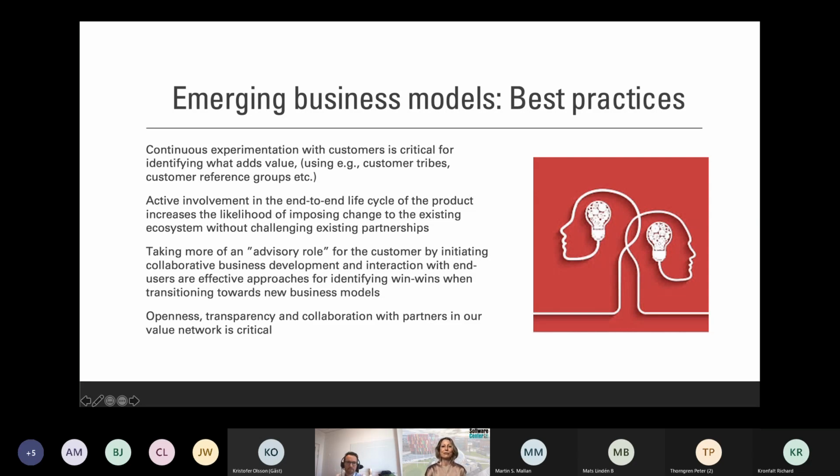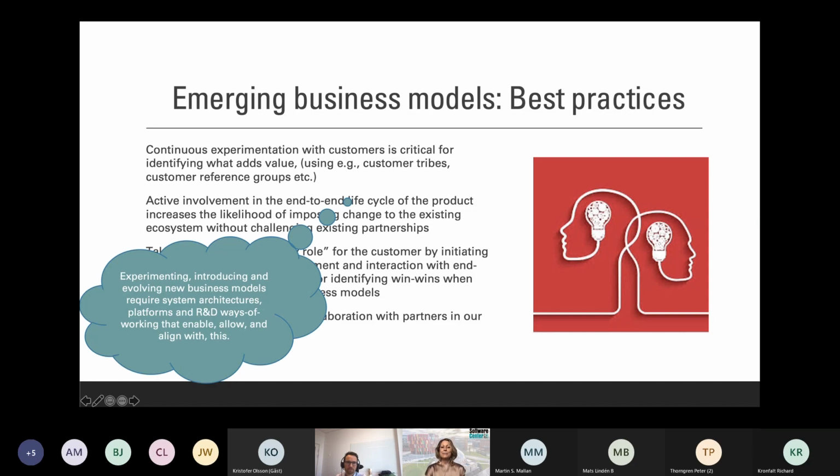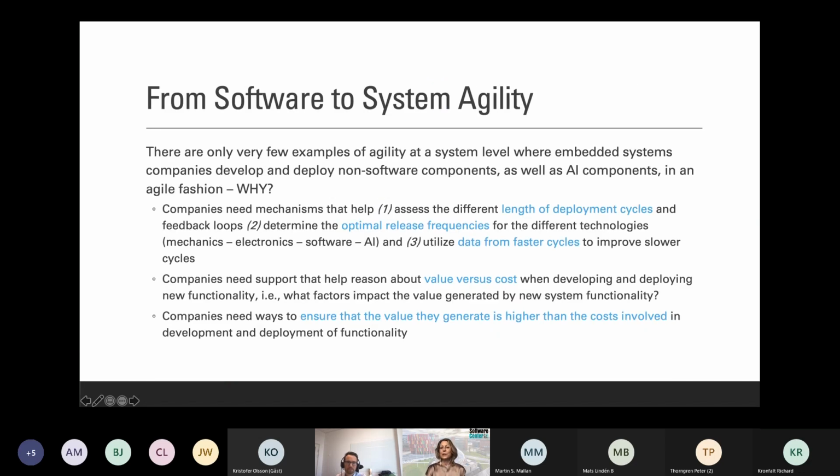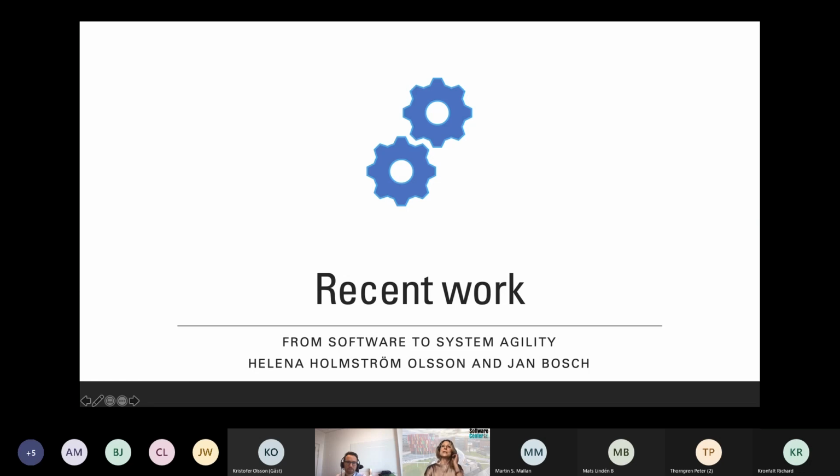Then some of the recent work that we did explore, and this was the reason for the system architecture and platform workshop on business agility, was the whole notion of how do you move from software to system agility.